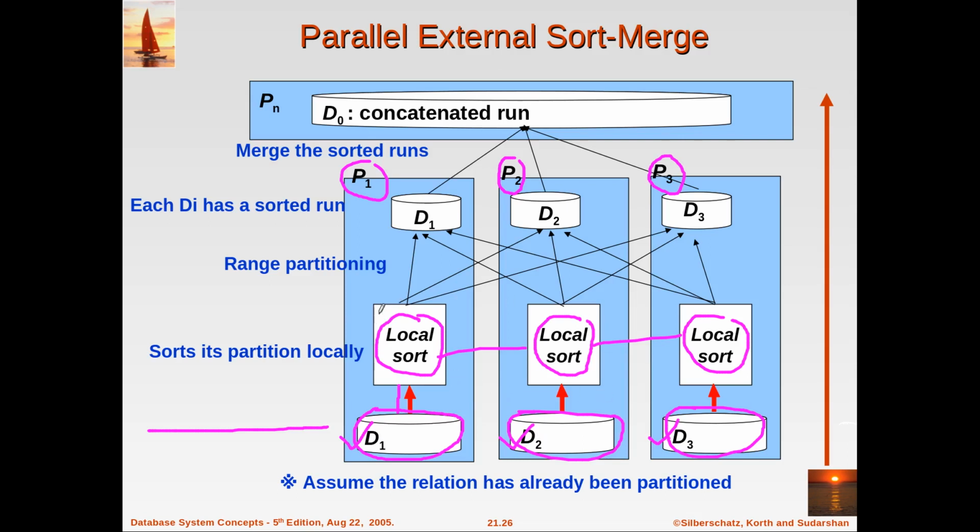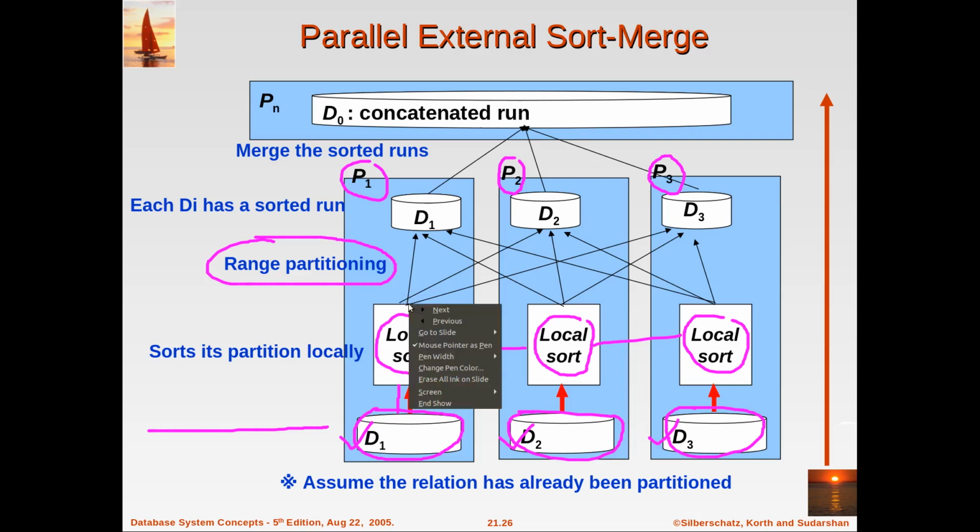So after doing this local sort internally within each processor, it will do a process called range partitioning. D1 will be doing a range partitioning. It will apply range partitioning, and the first range value will go to D1, the second range value will go to D2, and the third range value will go to D3.